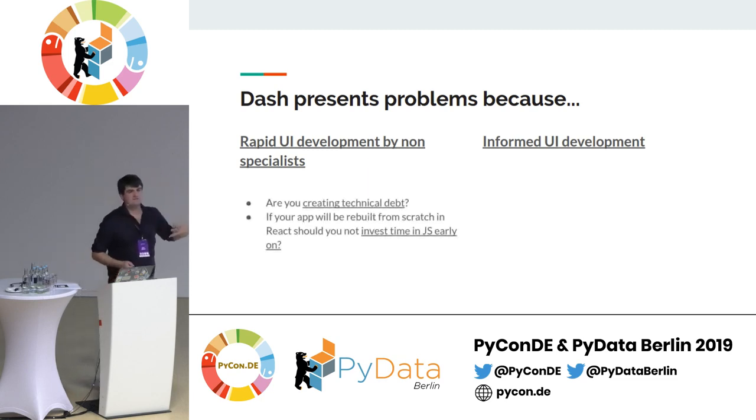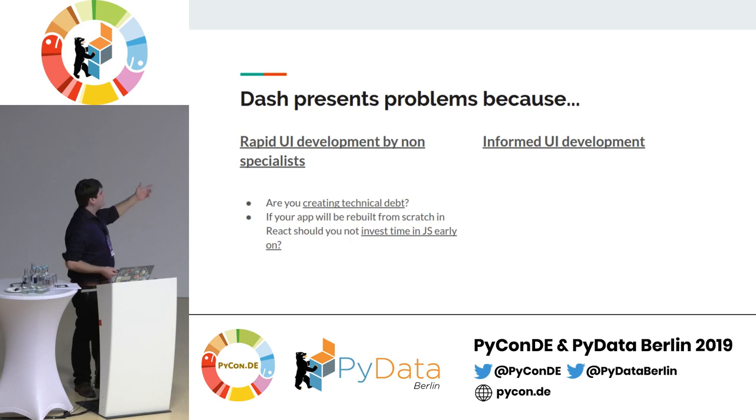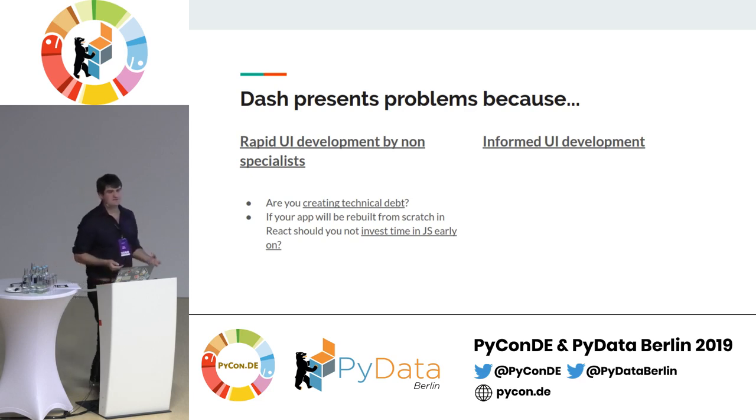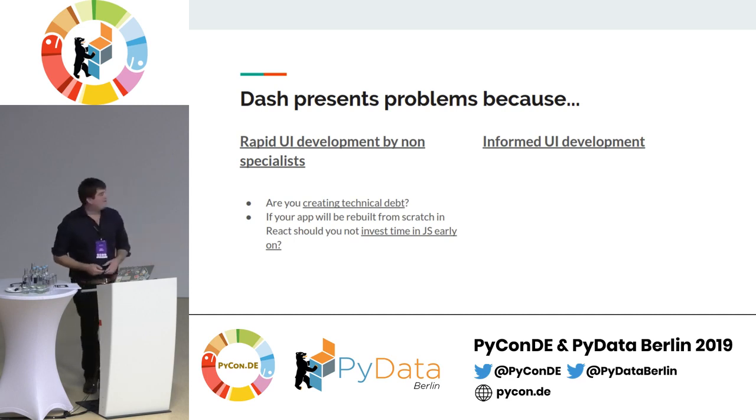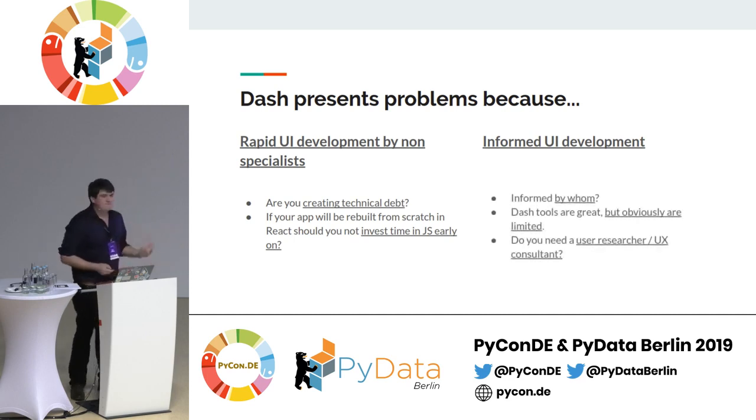And so if you're going to start a project that you think might eventually lead to building a production web application, maybe you should get a JavaScript engineer on board really quickly, because otherwise you're going to create some technical debt. If you're eventually going to have to build something in JavaScript, sometimes biting the bullet is better than continuing down the line. And likewise, this idea that UI development is informed, well, you have to ask who's informing it.